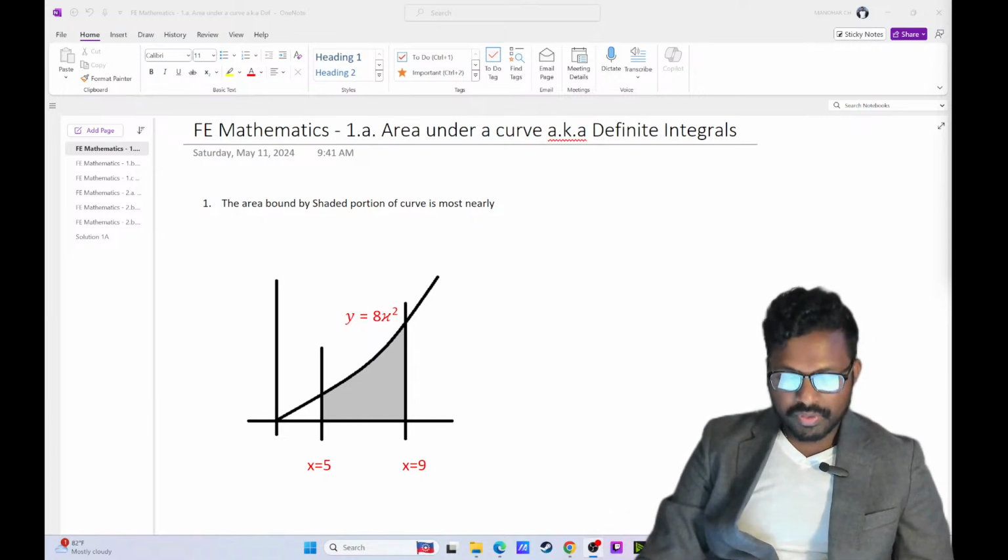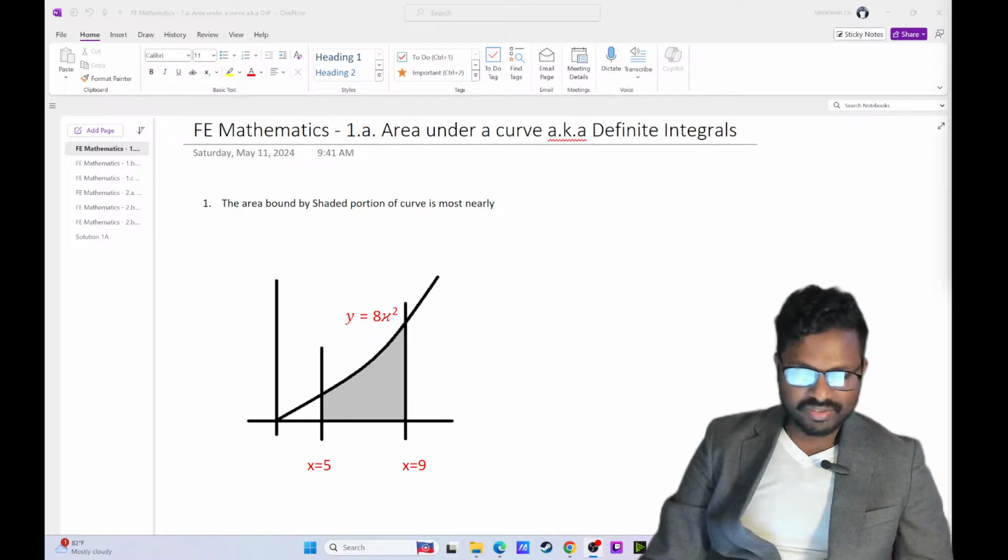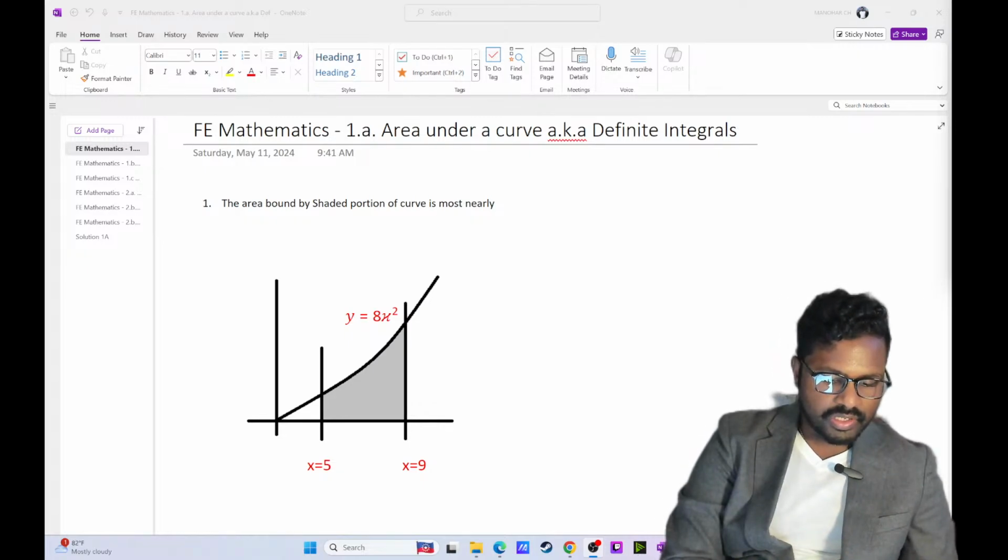Okay, so basically I was just telling you about how to solve this problem through the process of indefinite integrals, right? So let's see the solution, guys.